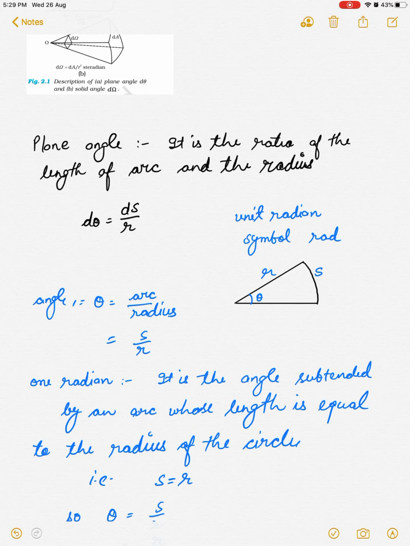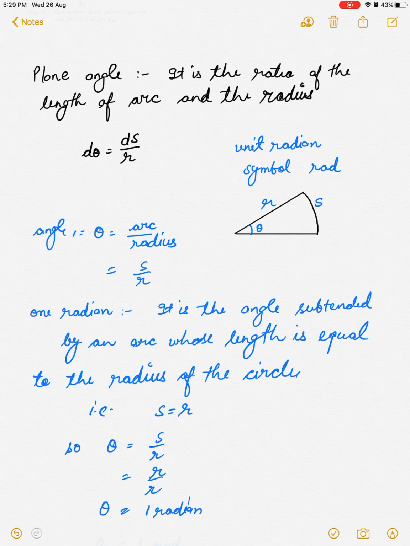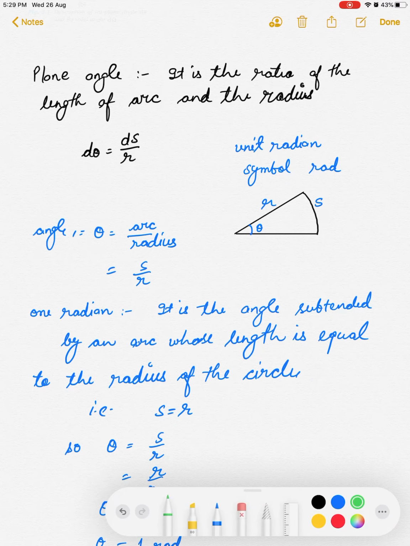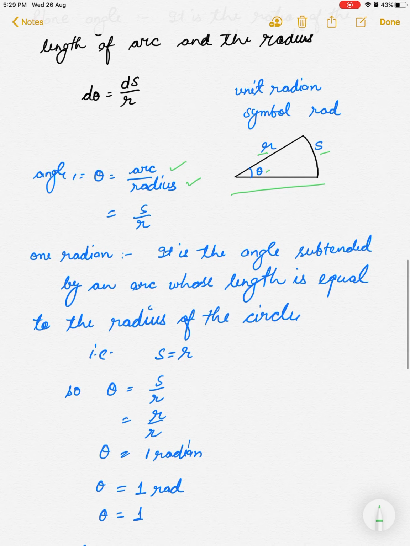So plane angle is the ratio of the length of the arc and the radius. So d theta is equal to ds upon r. What is ds? ds is the length of the arc and r is the radius. Its unit is radian and the symbol is RAD, as you have earlier seen. Let us see that we have a part of a circle. The length of the arc is s, the radius is r, and the angle subtended at the center is theta. So you can write angle theta equals the length of the arc divided by the radius, that is s upon r.